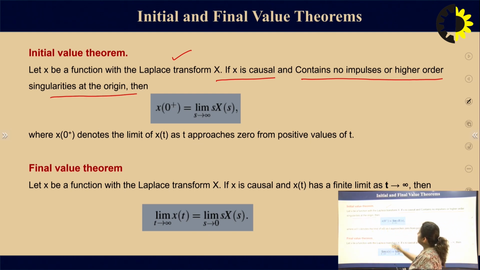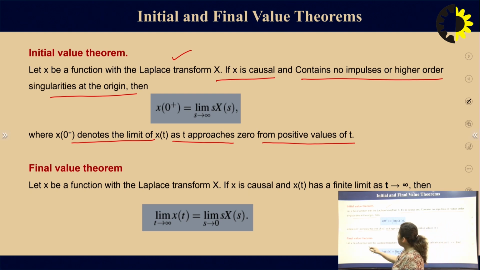Then x of 0 plus, that is the right sided signal basically, is equivalent to limit s tends to infinity s of X(s). So if we know X(s) and we put limit s tends to infinity, it will give you the initial value of the signal, where x of 0 plus denotes the limit of x(t) as t approaches 0 from positive values of t.